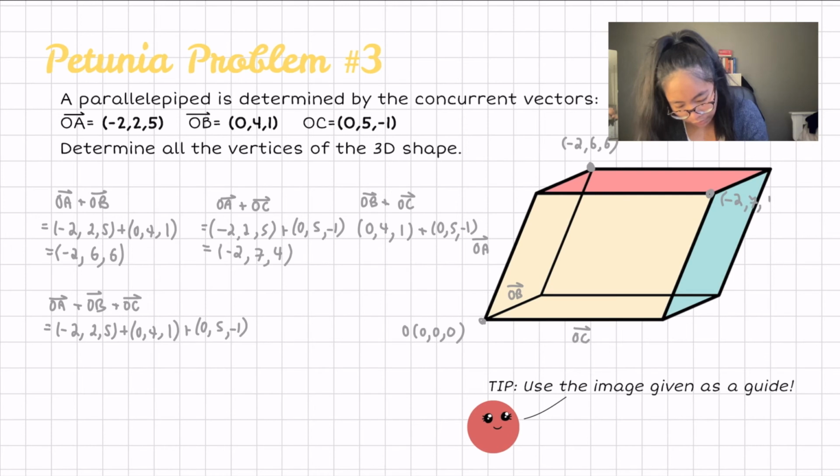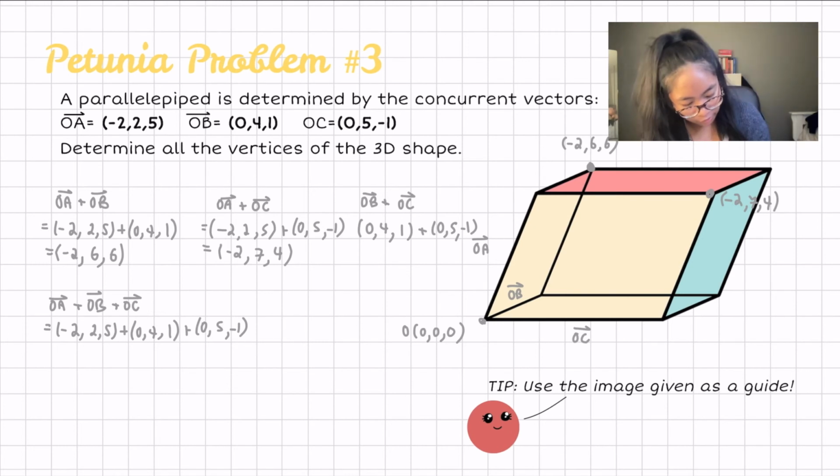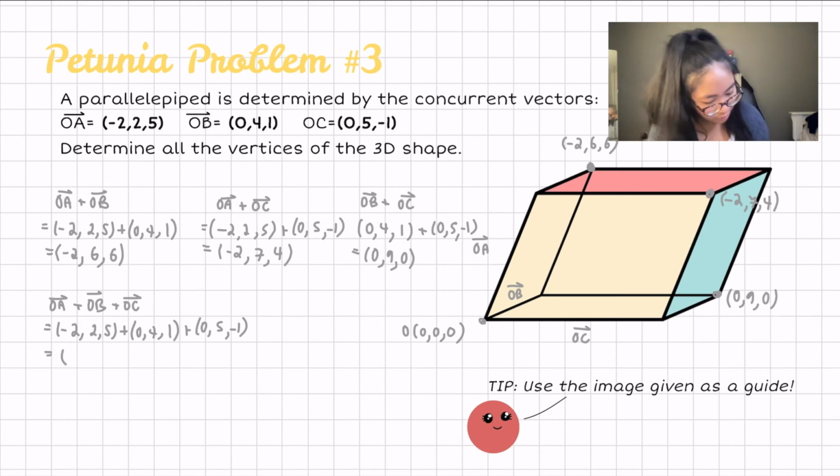-2, 7, and 4. I find that it's really helpful to label your parallelepiped, even if you draw one that's not to scale or not graphed. It just helps you organize your thoughts. Next one is 0 plus 0 is of course going to be 0. 4 plus 5 is 9. And 1 plus -1 is 1 minus 1, so that's just going to be 0. And that one's going to be this bottom vertex right here. 0, 9, 0. Now we're going to add all three.